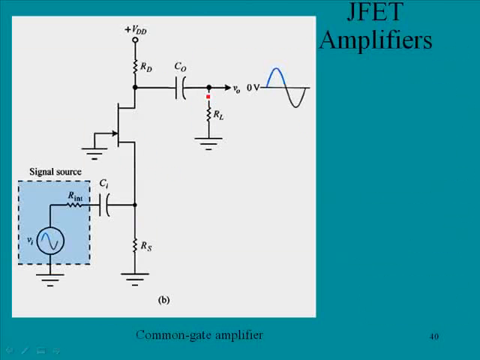The common gate, your text doesn't say much about this. It just shows it as an amplifier that parallels what we looked at in the common base amplifier. Remember, we had the base grounded and we injected a signal into the emitter. Well, this is the same kind of configuration, only we're injecting a signal into the source and we're having the gate grounded rather than the base.